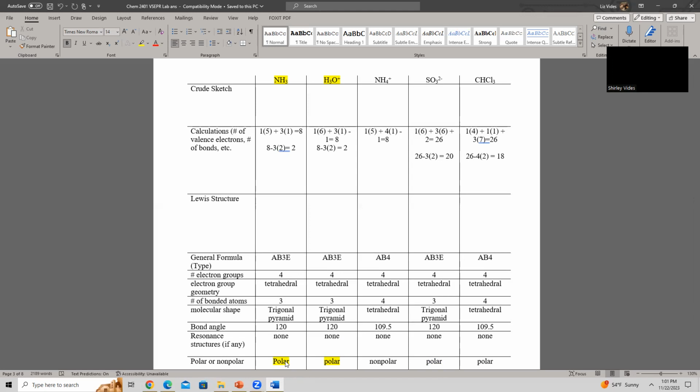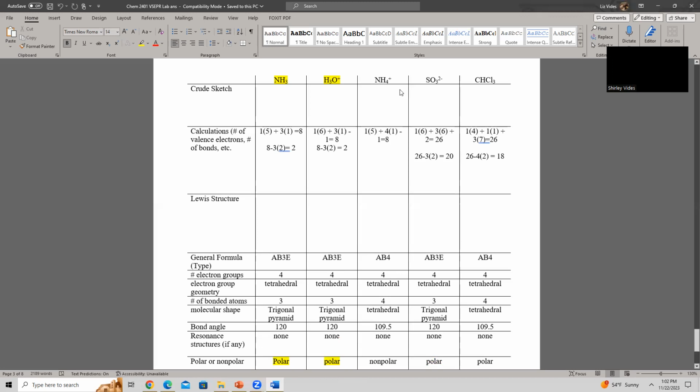Let's check the next one. The next one is also polar. So London dispersion, dipole-dipole, hydrogen bonding because we have a hydrogen to oxygen bond, and we have a charge. So this guy has all three. This is the hydronium ion. It is very polar, and it has all of those properties.